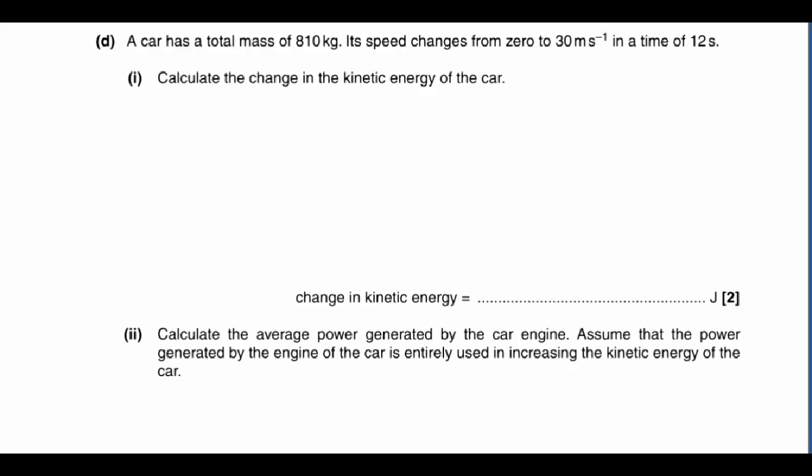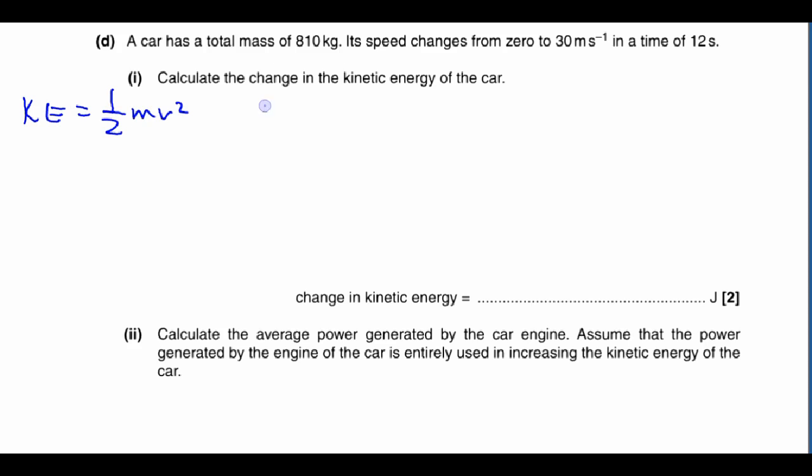Here you're asked to find the change in the kinetic energy of a car with mass 810 kilograms, which goes from 0 speed to 30 meters per second. First, let's note down the formula for kinetic energy, which is half mv squared.